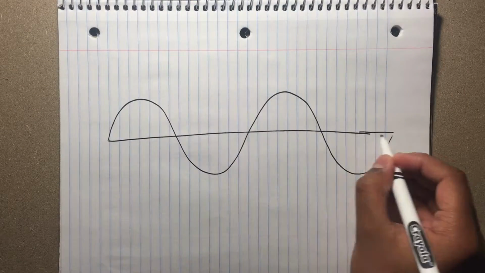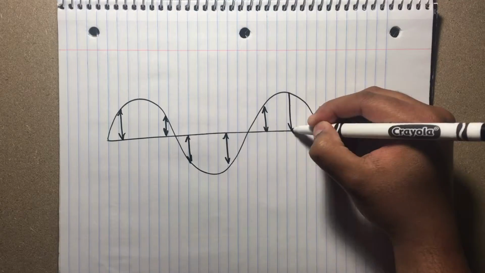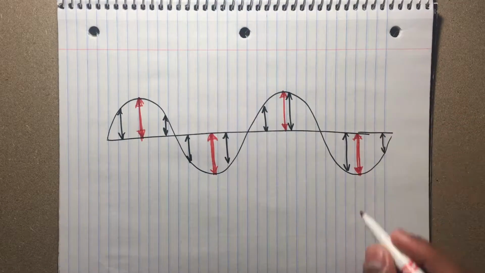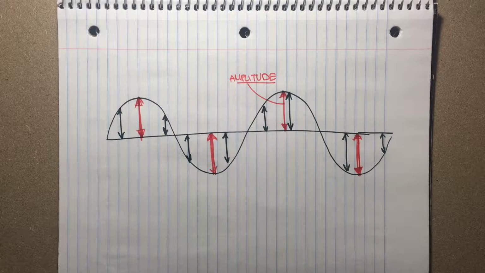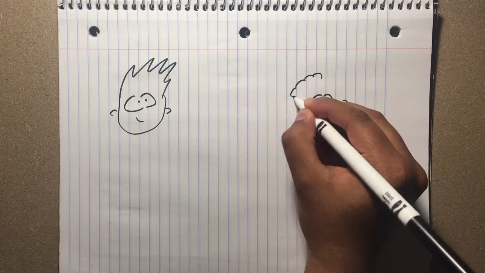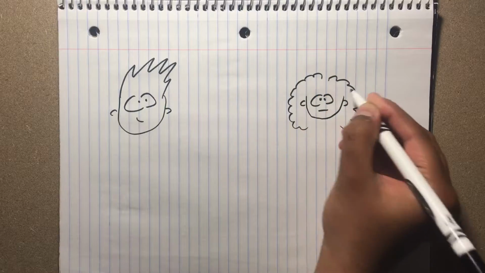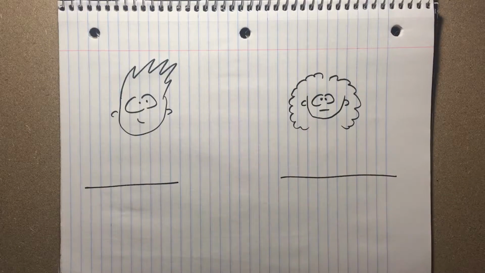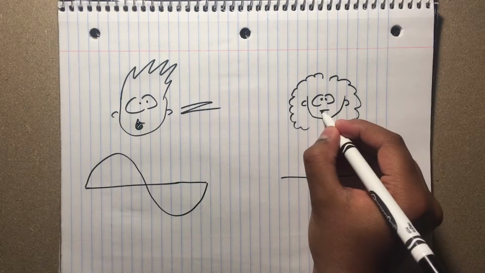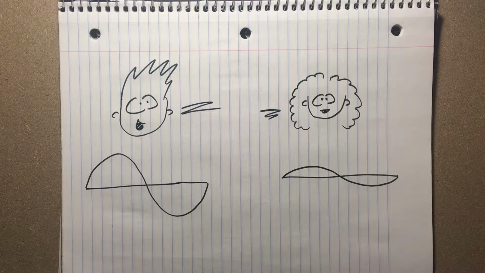Let's start with displacement. Displacement is the distance of the oscillating object from equilibrium. Now, the maximum displacement, or the distance from equilibrium, is known as the amplitude. The amplitude is what determines the intensity. Taking the example of sound, the amplitude would determine the volume of the sound. A high amplitude would sound like this, and a low amplitude would sound like this.